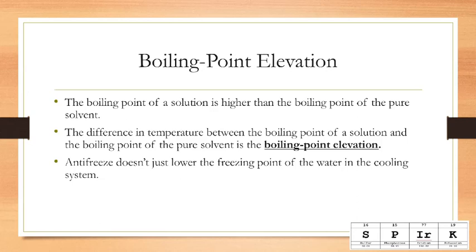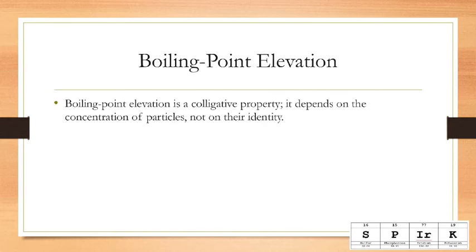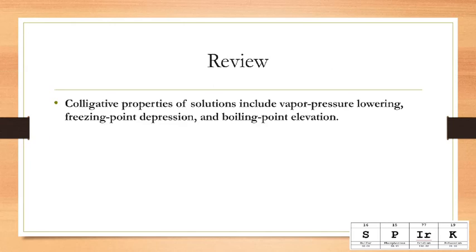Antifreeze, which we put in our vehicles, doesn't just lower the freezing point of the water in the cooling system, it also elevates the boiling point, which helps protect the engine from overheating in the summer. Boiling point elevation is a colligative property. It depends on the concentration of particles, not on their identity. The magnitude of the boiling point elevation is proportional to the number of solute particles dissolved in the solvent.